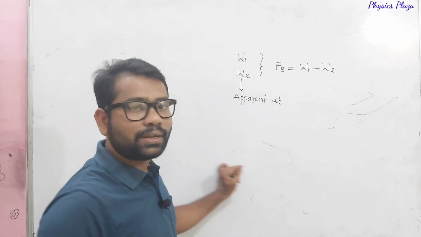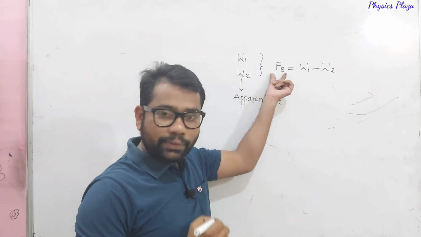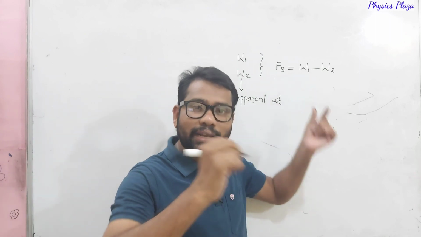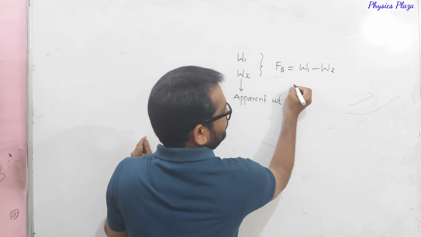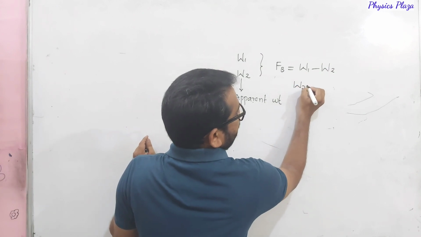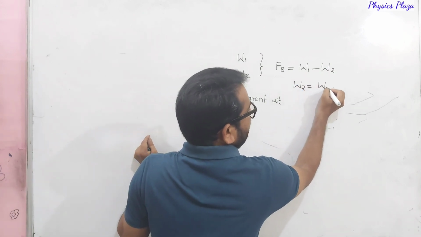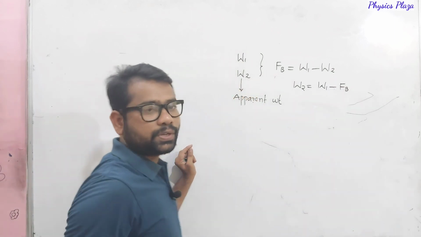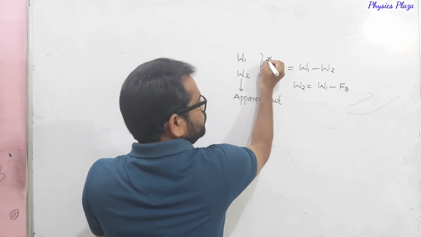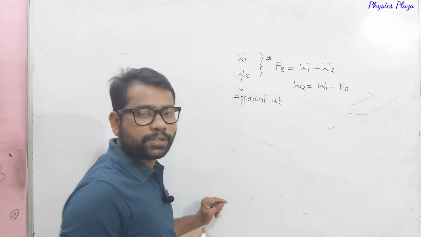So, in some numericals, buoyant force is given, and weight of the solid in air is given. They'll ask us to calculate the apparent weight. Then how to calculate the apparent weight? W2 is equal to weight of the solid in air minus buoyant force. So, this is one formula to calculate the buoyant force.